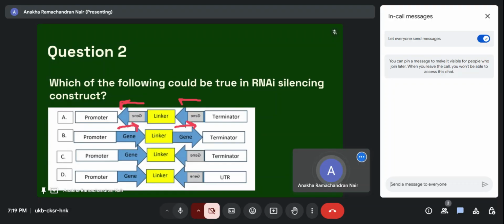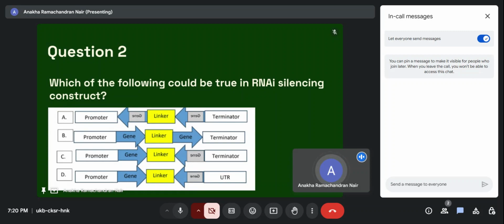In option C, you have a promoter, a gene in the forward direction, a linker, a gene in the reverse direction, and the terminator. And in option D, you have a promoter, a gene in the forward direction, a linker, a gene in the reverse direction, and a UTR, which is the untranslated region. Okay, so one of these options is the correct one. So you have to choose one of them.